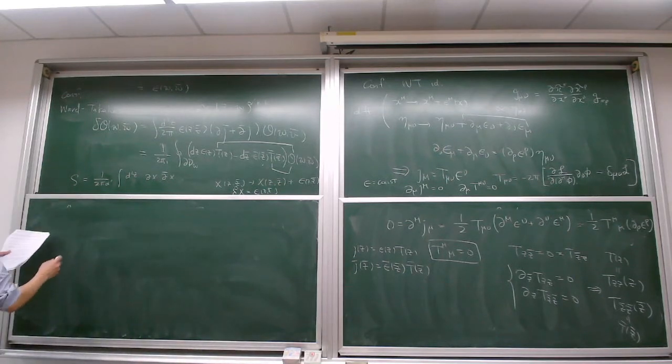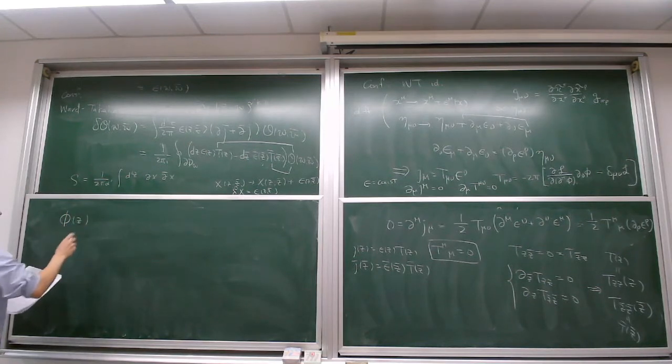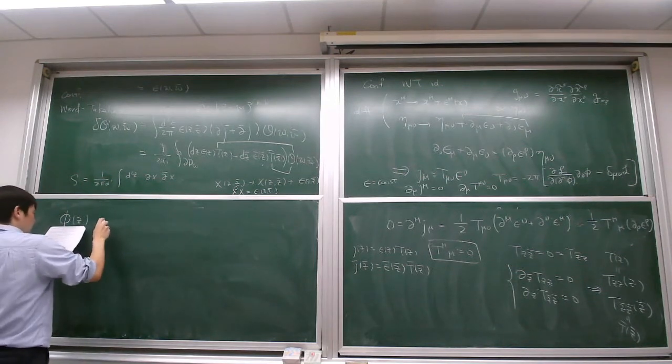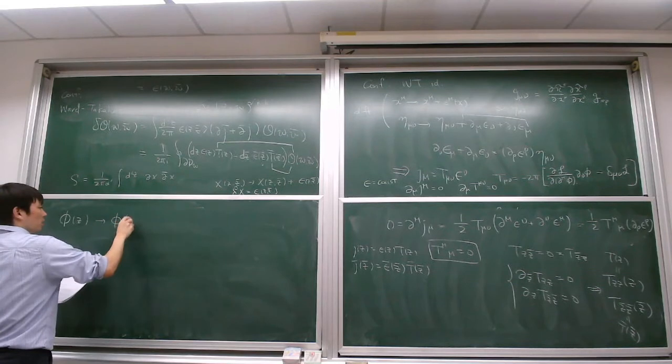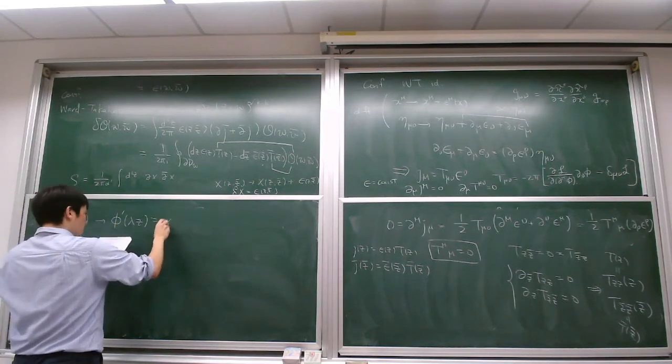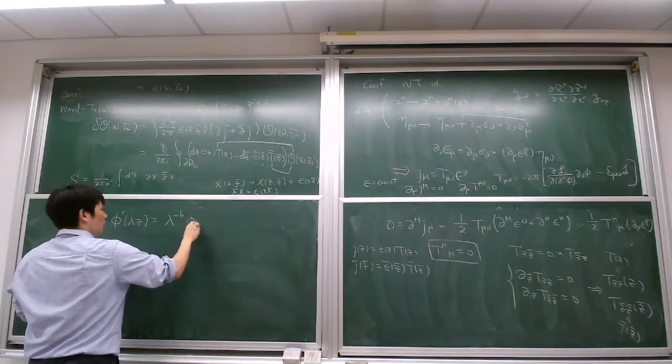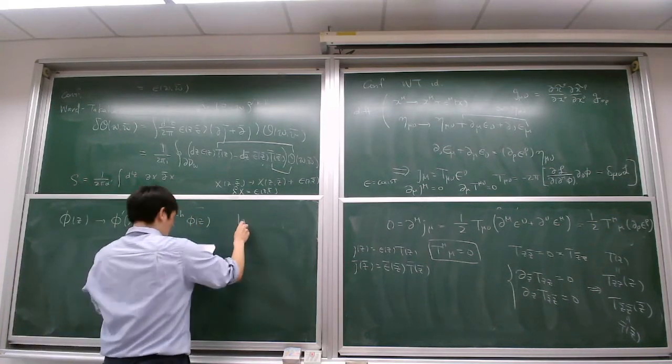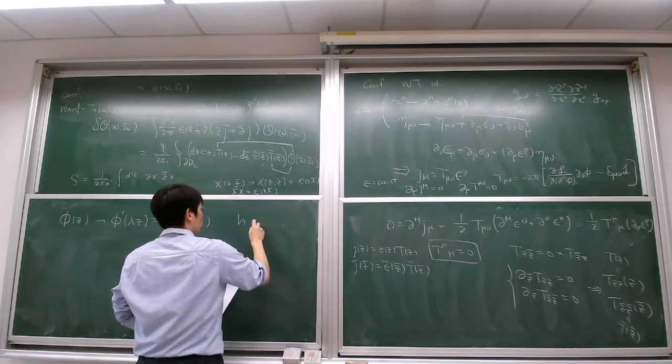So now, if phi is a scaling, I'm going to omit everything of the anti-holomorphic part. So I'm only focused on the holomorphic part from now on. Holomorphic is scaling. If the scaling transformation gives you phi prime equal to lambda to the minus h phi of t, then h is called the conformal dimension.